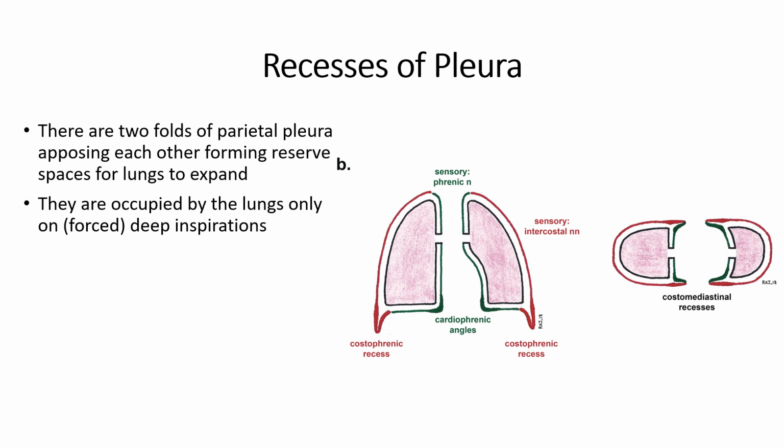There are two folds of the parietal pleura. They act as reserve spaces for the lungs to expand. These folds are seen in the areas where there is reflection of parietal pleura from one region to the other, for example, from costal pleura to the diaphragmatic pleura. So, such spaces act as reserve spaces which will be occupied only during the deep or forceful inspirations.